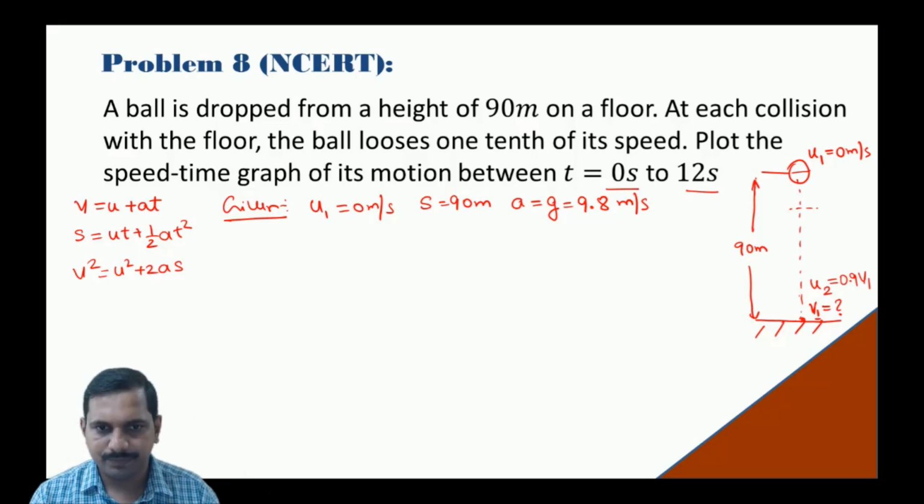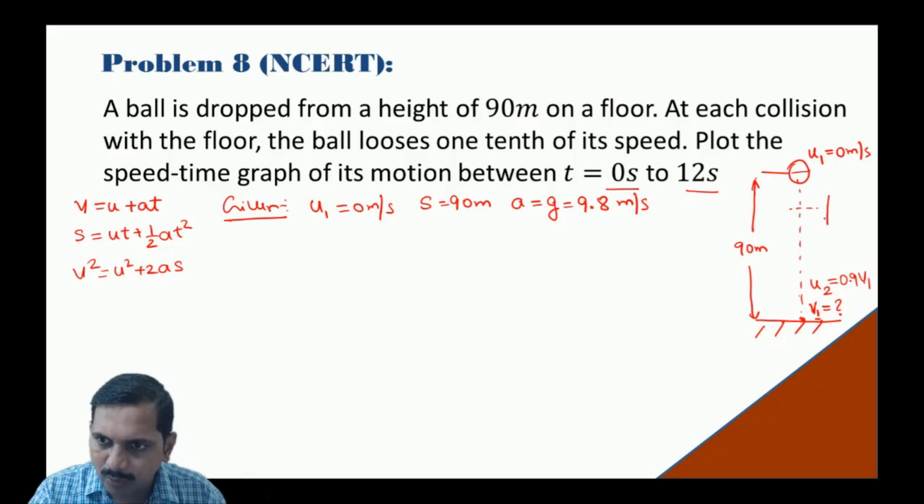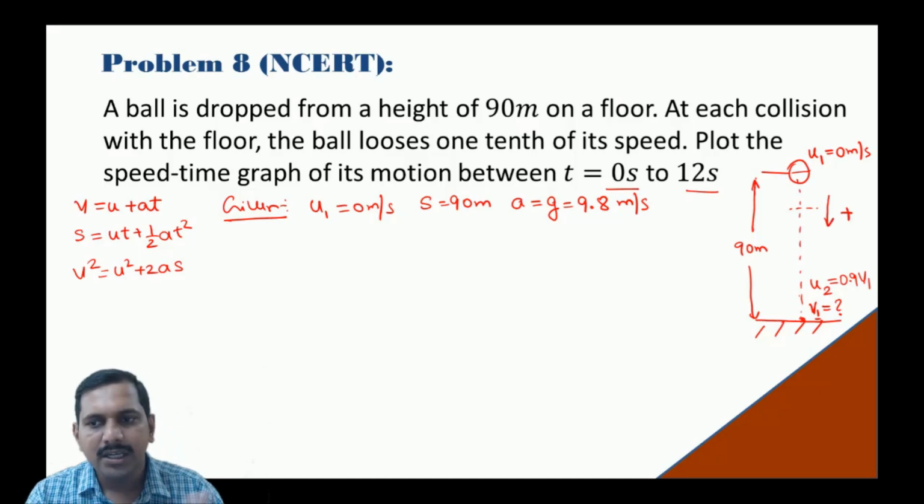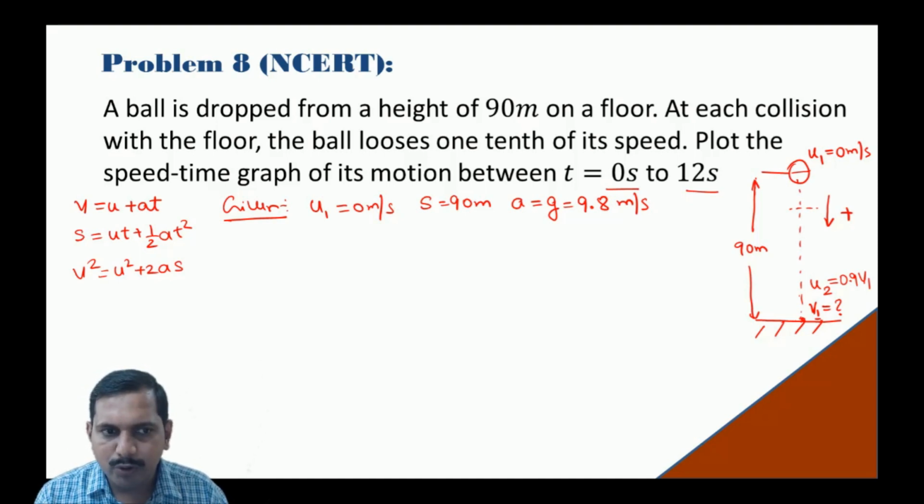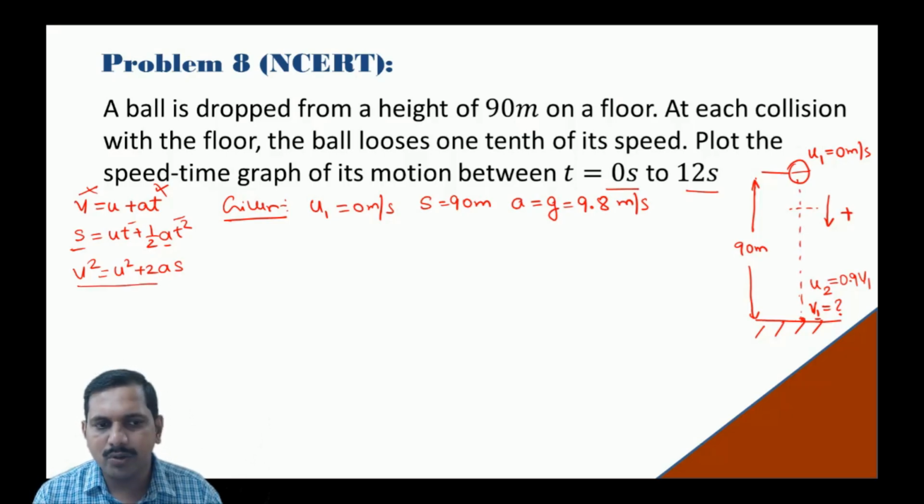But what would be the direction? When we start with any equations, directions are important, because these are vector quantities. We will take the direction downwards as positive. Now if you see the first equation, t is unknown as well as v, so we cannot use this. In the second one also, time is not known, though acceleration and s are known. What we want now is v1, and it is not there in that. So we will use the third equation.